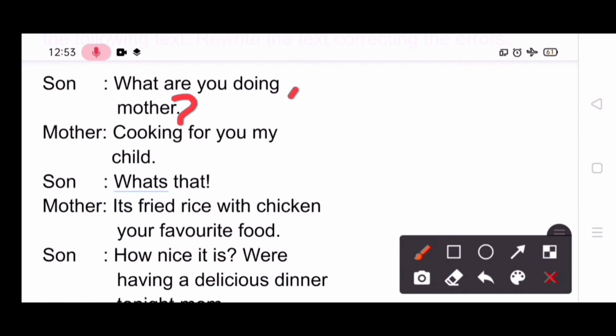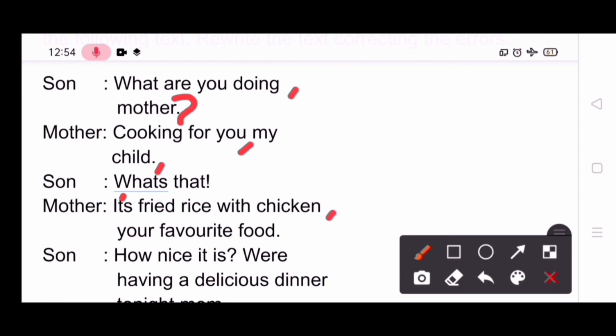"Mother, cooking for you, my child." After "cooking for you," we need to use a comma, "my child." Then there is a full stop, it is okay. "Son, what's that?" That is, he is amazed hearing that his mother is cooking a delicious dish for him. "What's that?" What does that mean? "What is that?" We need to use an apostrophe. Then mother said, "It's fried rice with chicken, your favorite food." It means "it is." "It's fried rice with chicken," comma, "your favorite food."